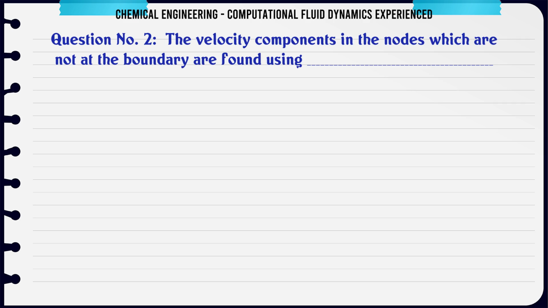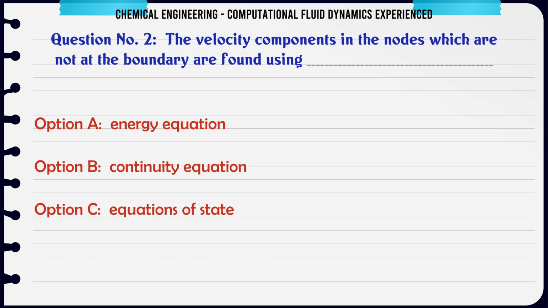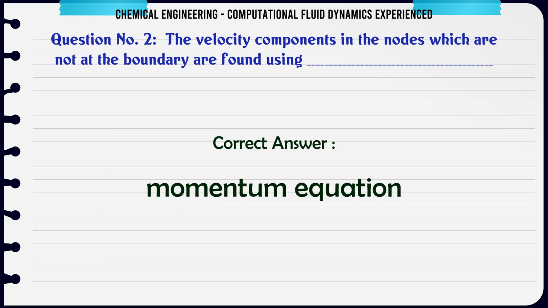The velocity components in the nodes which are not at the boundary are found using A. Energy equation. B. Continuity equation. C. Equations of state. D. Momentum equation. The correct answer is momentum equation.